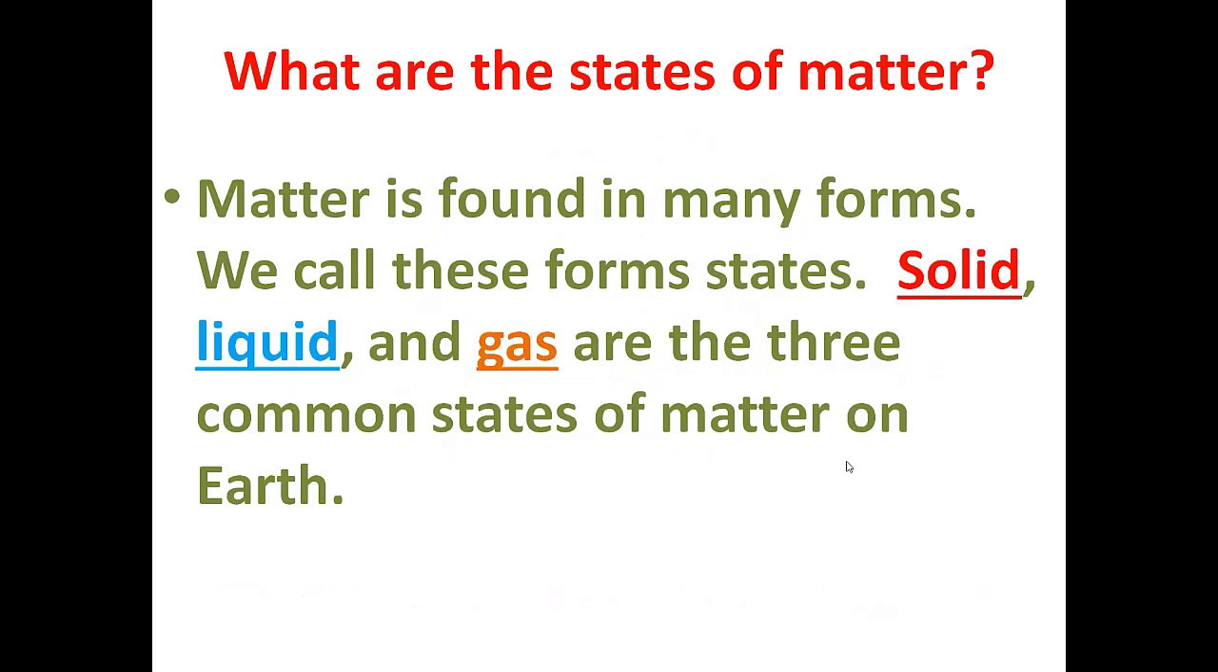What are the states of matter? Matter is found in many forms. We call these forms states. Solid, liquid, and gas are the three common states of matter on Earth. What are the three common states of matter on Earth? Solid, liquid, and gas.